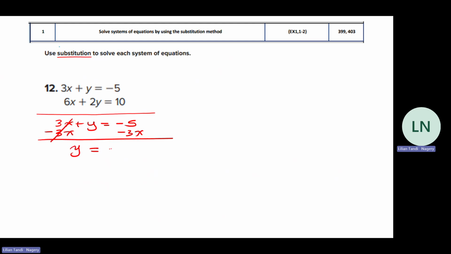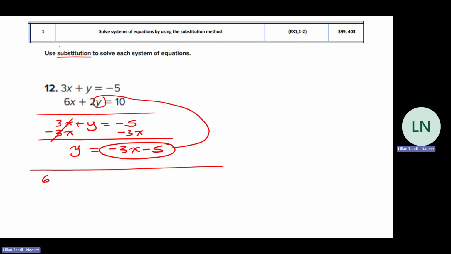And this is y equals -3x minus 5. Then we're going to take this and replace it at y. So then you're going to have 6x plus 2(-3x minus 5) equals 10. Then you're going to do the distributive property.